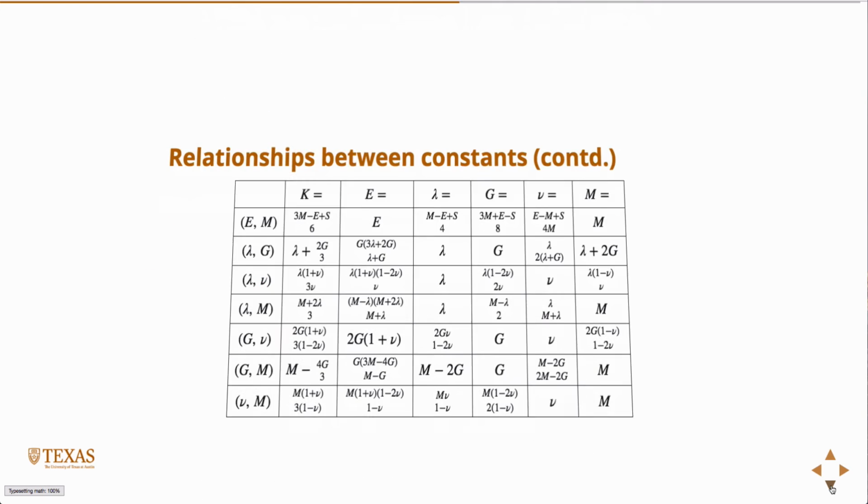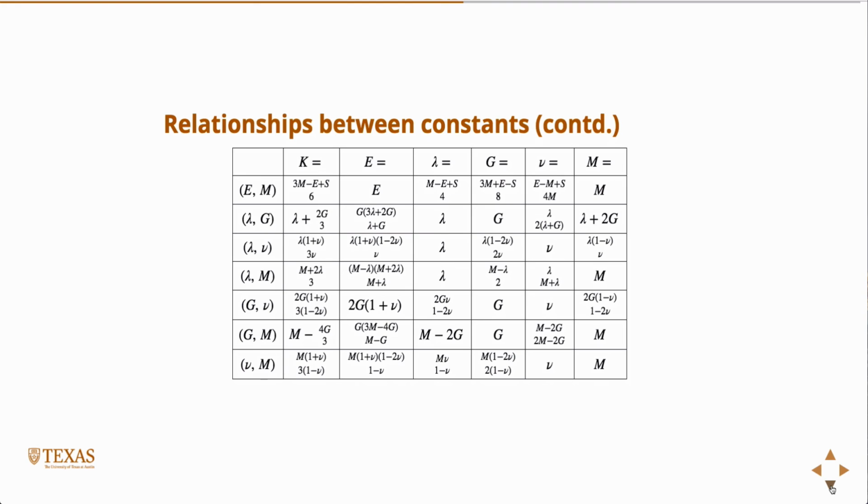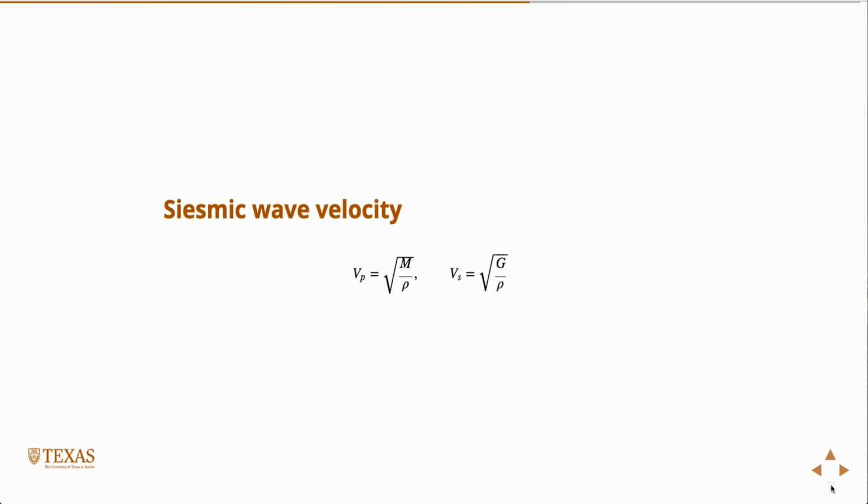So anyway, there's a whole bunch of these. That's only half the chart. There's the rest of it. So the seismic modulus is related to the P wave in the material, and so this is the P wave speed, right? P wave speed, which you can measure, is the seismic modulus over the density, and then the shear wave speed is the shear modulus over the density.